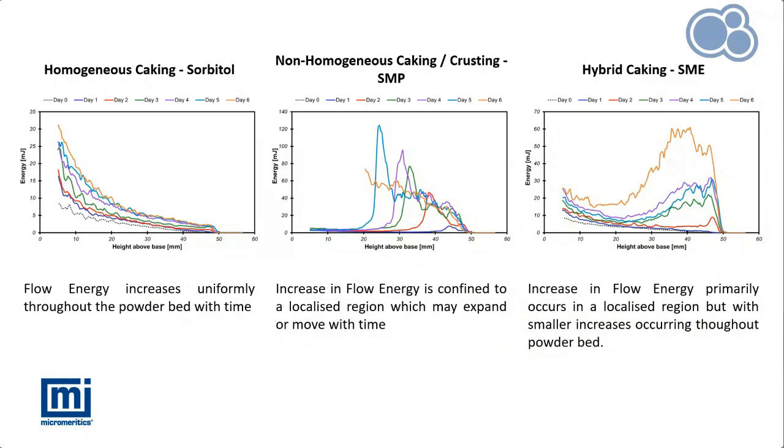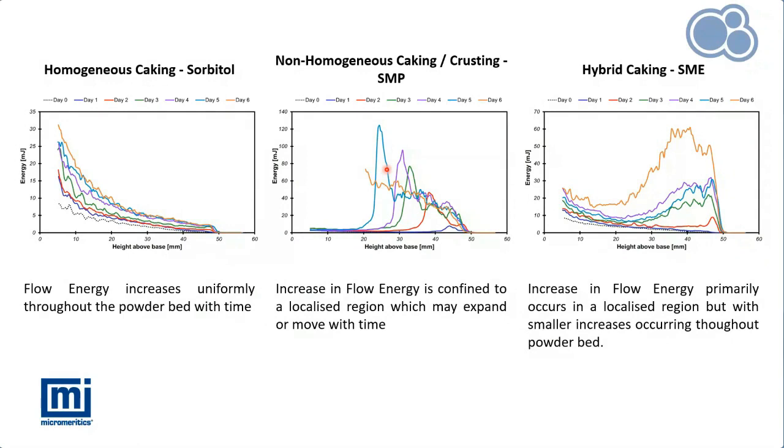So the first type is homogeneous caking, so that's the example on the left hand side, where we see an increase in energy throughout the powder bed with time, so that the flow energy is increasing uniformly at any given height within that sample. If we move to this middle example, so non-homogeneous caking or crusting, we have a crust propagating throughout the depth of the powder bed.